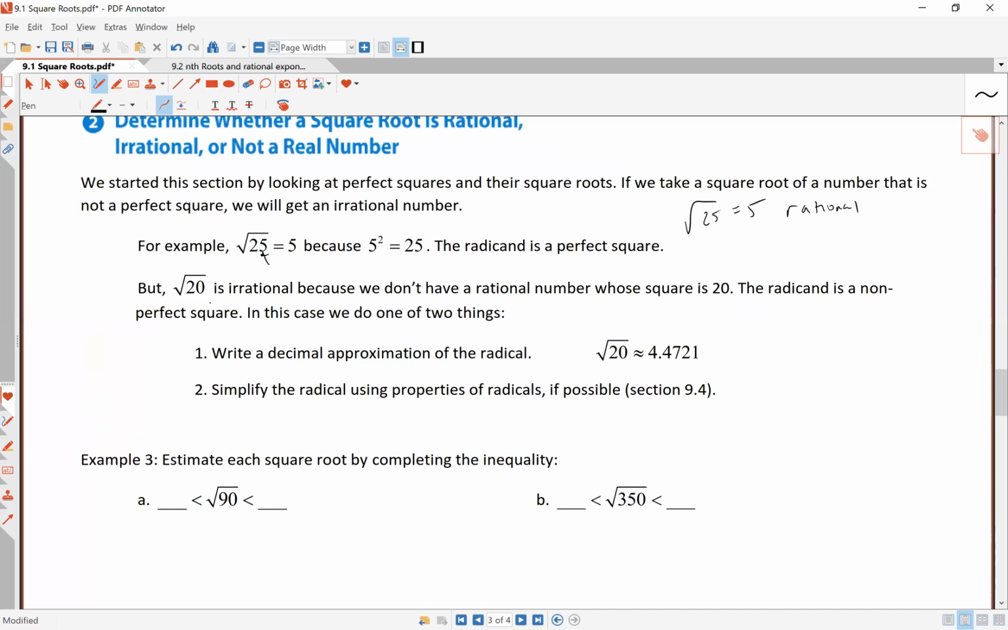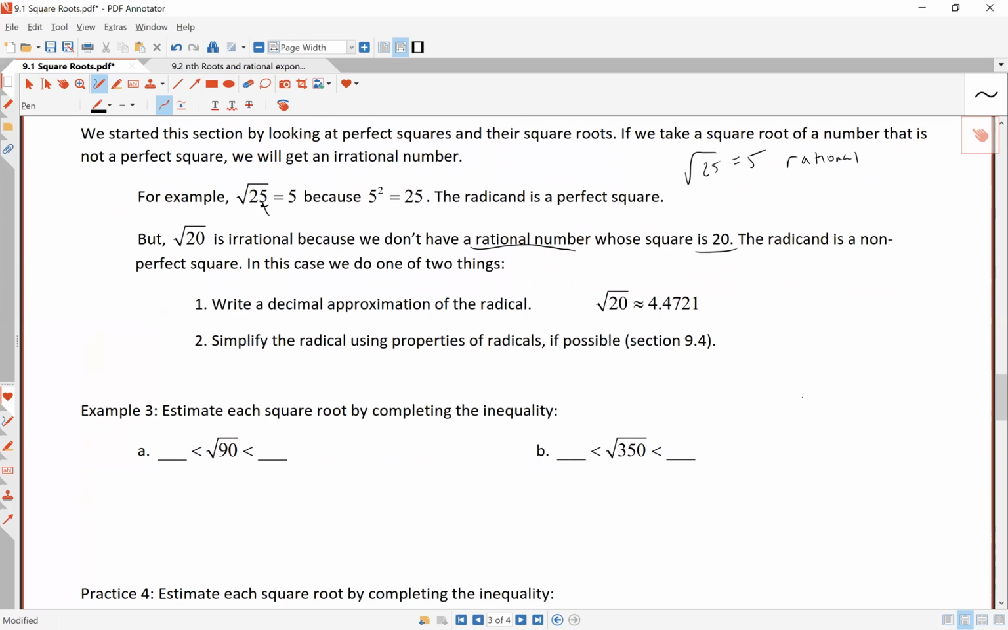But if the radicand is not a perfect square, it's irrational because we don't have a rational number whose square is 20. The radicand is a non-perfect square. In this case, we do one of two things. We either just write the decimal approximation of the radical by using a calculator. It's about 4.4. Or in section 9.4, we will simplify the radical using properties of radicals.